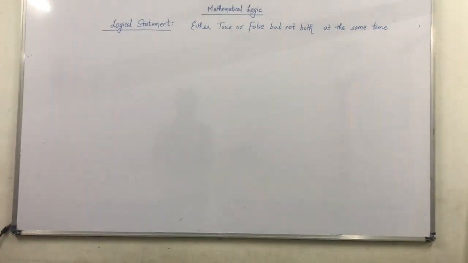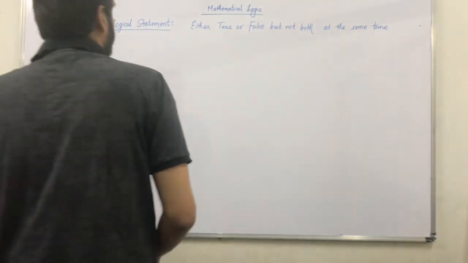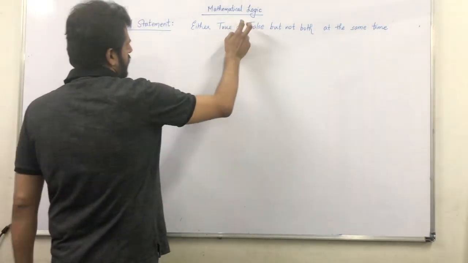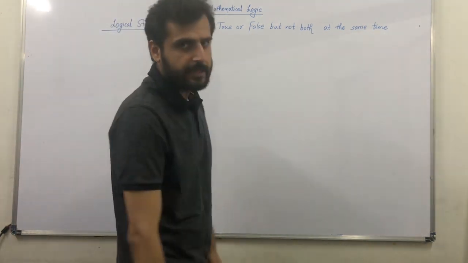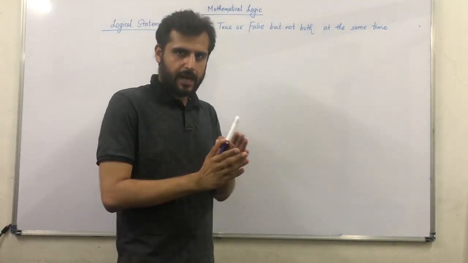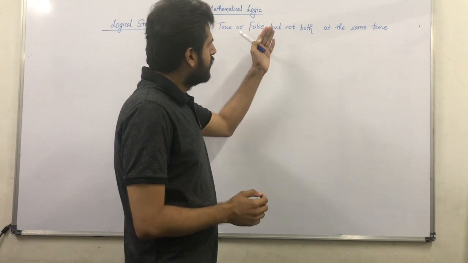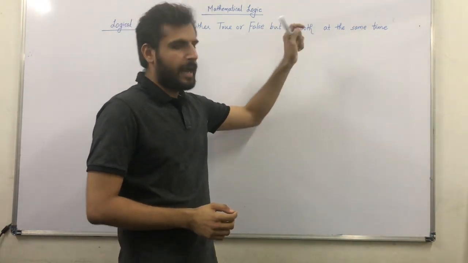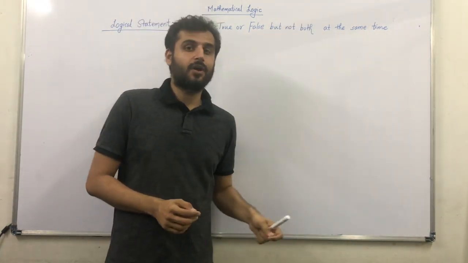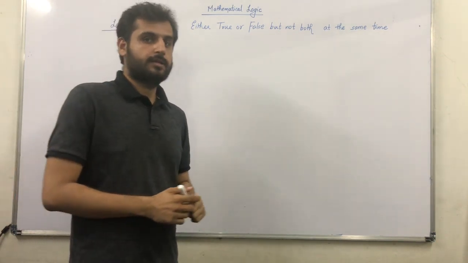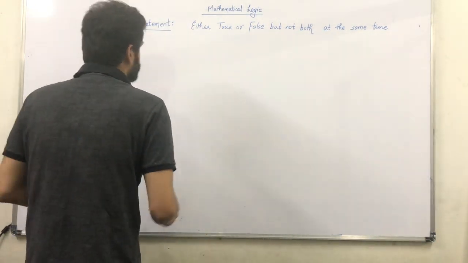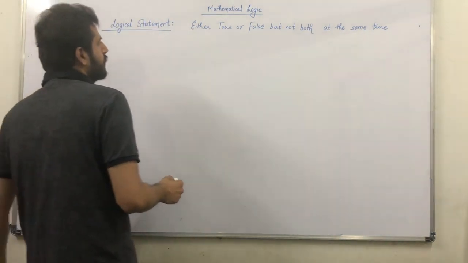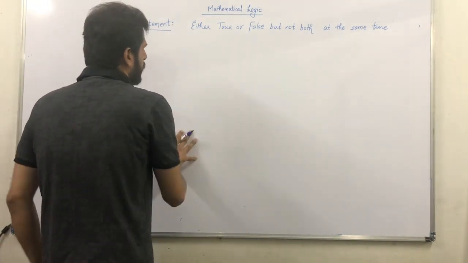So last video we did the definition of logical statement in mathematical logic. A statement is a simple, assertive, informative sentence which is either true or false but not both at the same time. Such a statement is called a logical statement. We did many examples and then we talked about the truth value of a statement. So we can go forward from there.